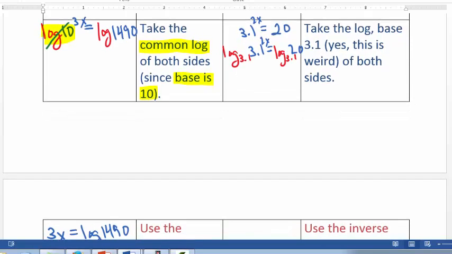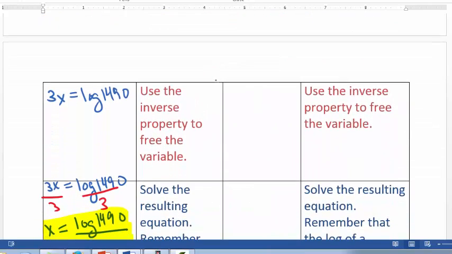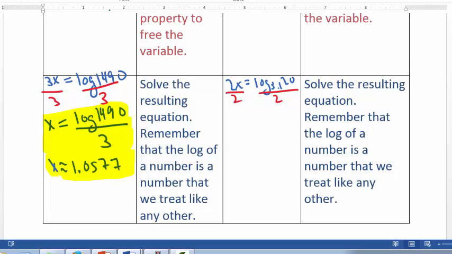And then again, the idea here was these two functions are inverses, so they cancel each other out. So what do you end up with? You just end up with 2x equals log base 3.1 of 20. And now, just like the last one, that's an equation that no longer has exponentials in it. So to solve it, I'm just going to divide both sides by 2, and there's my exact answer. And that's perfectly acceptable as an exact answer.